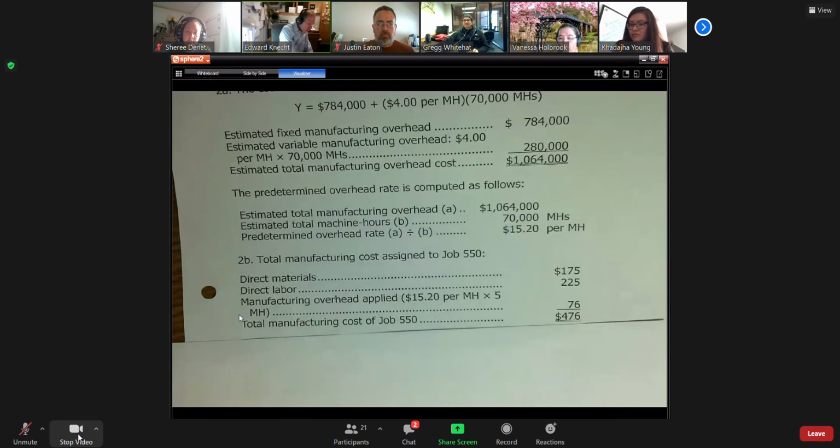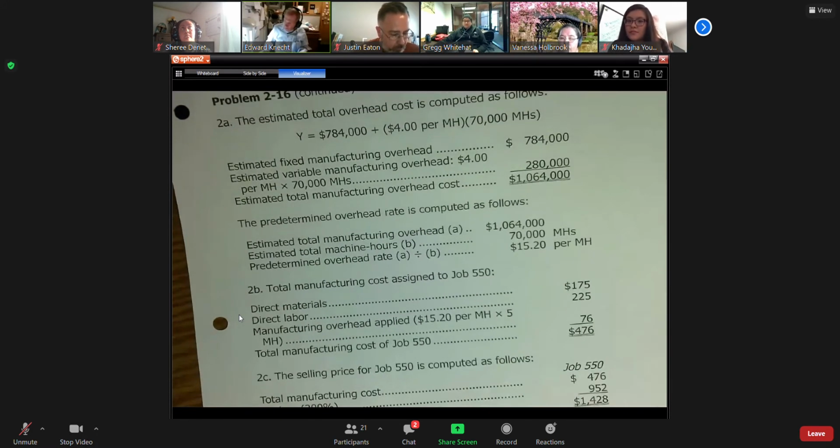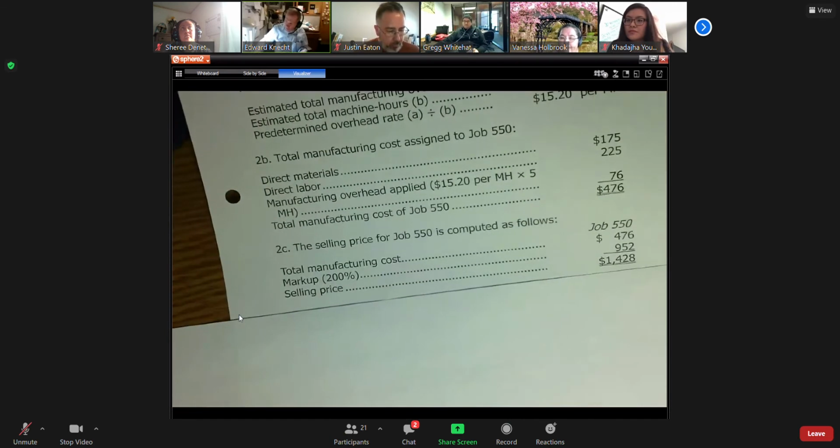Did we answer everything for part 2? Oh, no, they ask in C, if the markup is 200% of the total manufacturing cost, what's the selling price going to be? So we would take 476. There's a couple of ways you could do it, right? 476 times 2 gives you 952, and then you've got to add the 476. So the selling price is 1428. Yep, that's what they got too.